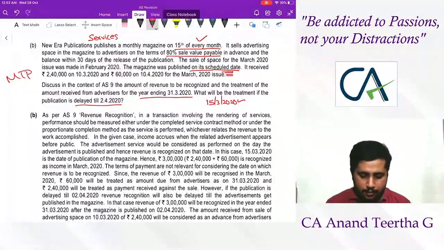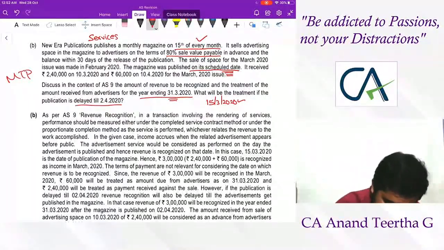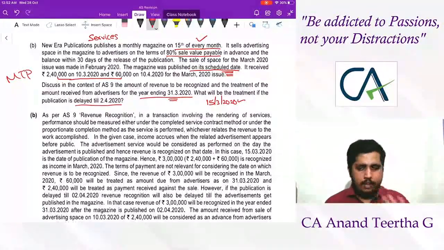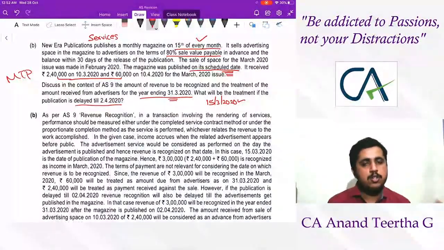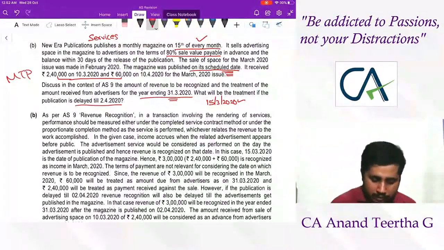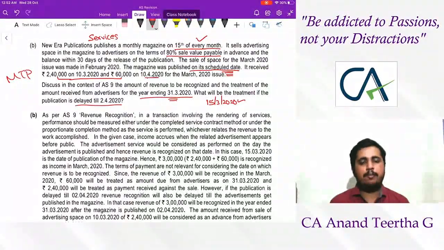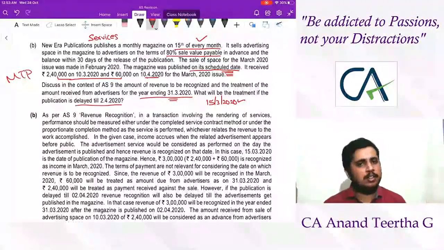So as on 31st March 2020, how much revenue should I recognize? Entire 3 lakh. Because revenue is recognizable as soon as you have rendered your services. So 3 lakh revenue will be recognized, and 60,000 which is collected on 10th April will become my receivable balance as on 31st March. It's my receivable.